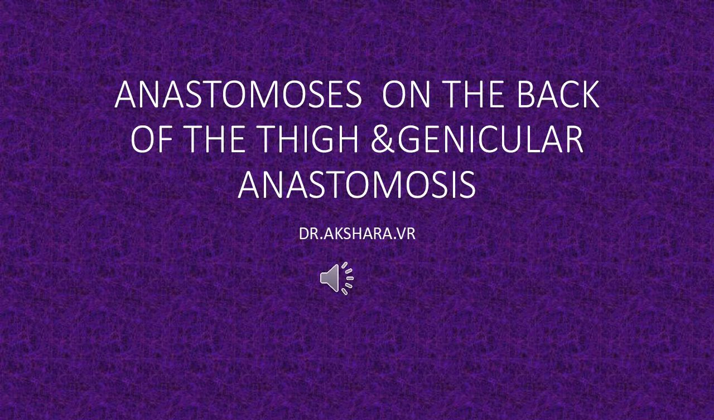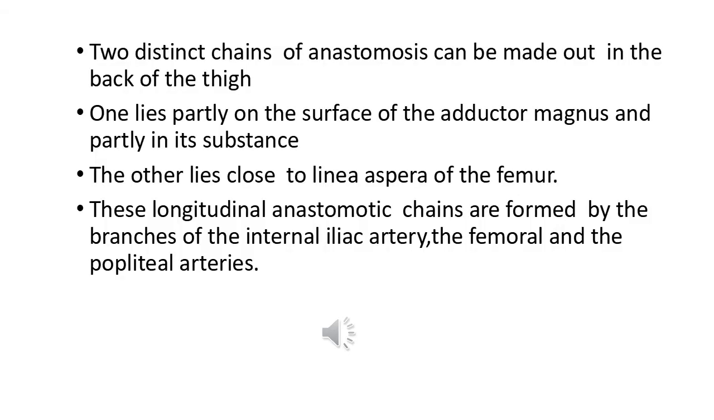And today's topic is anastomosis on the back of the thigh and genicular anastomosis. Two distinct chains of anastomosis can be made out in the back of thigh. One lies partially on the surface of the adductor magnus and partially in its substance. The other lies close to the linea aspera of the femur. These longitudinal anastomotic chains are formed by the branches of internal iliac artery, the femoral artery and the popliteal arteries.